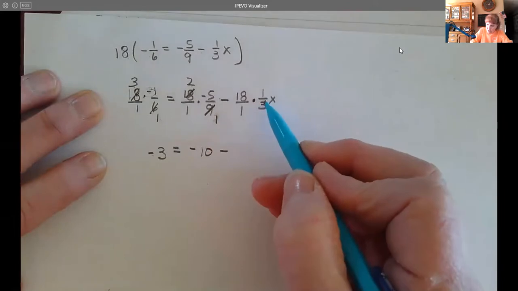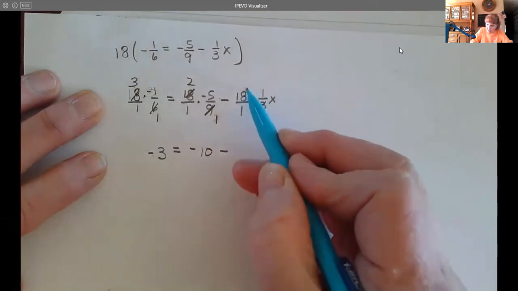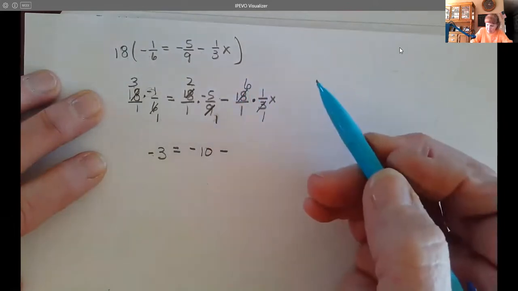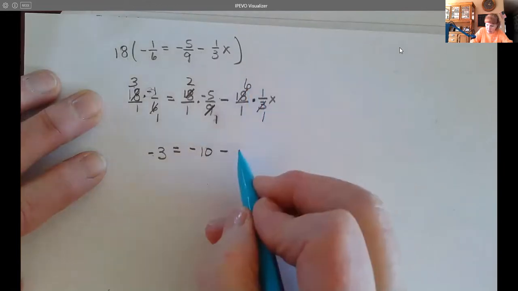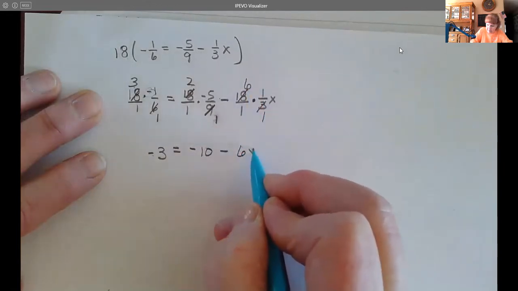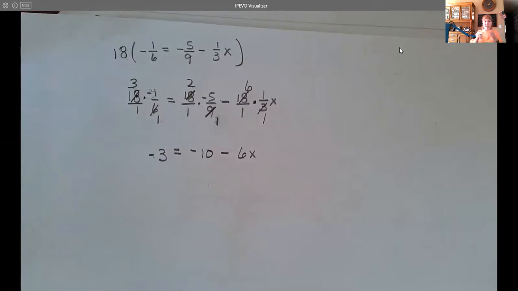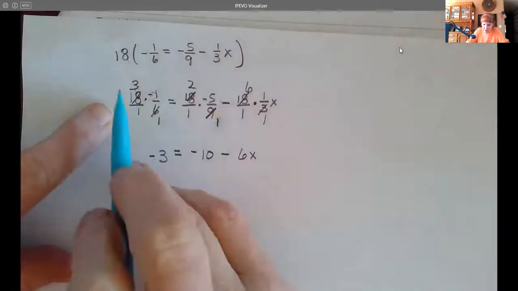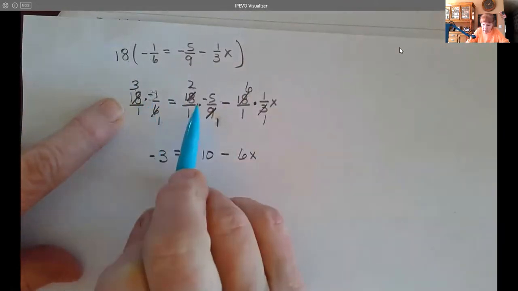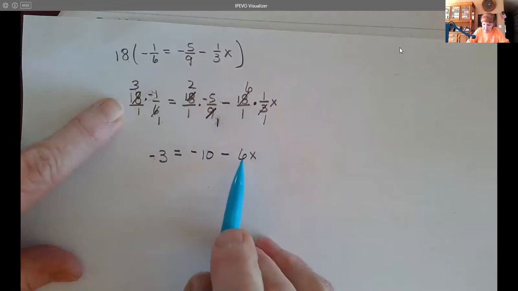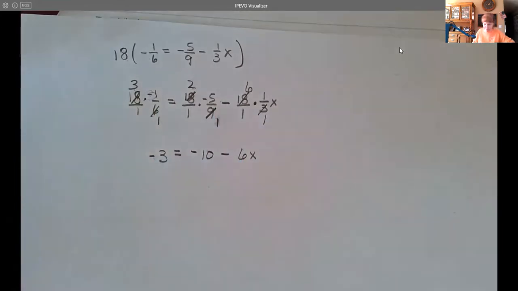Subtraction. 3 goes into here once. 3 goes into here 6. 6 times 1 is 6x. So now we have this to solve. Okay, so it kind of looks a little confusing. Just concentrate on each multiplication separate, and I think you'll be fine.